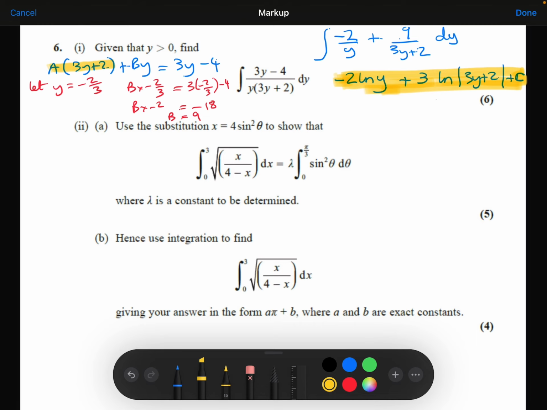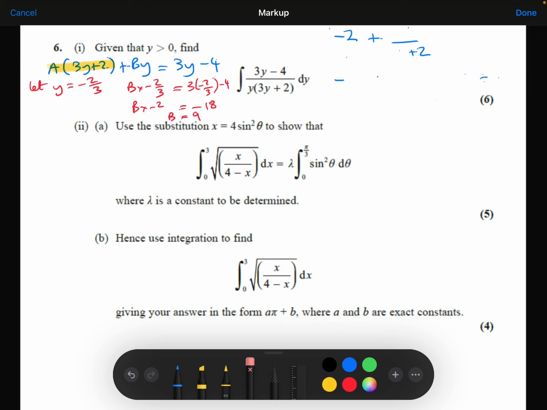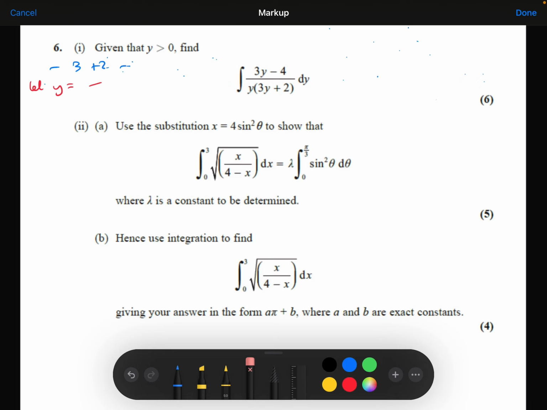Right, part II. Part A. Use the substitution x equals 4 sine squared theta to show that the integral from 0 to 3 of the square root of x over (4 minus x) can be written as lambda times the integral from 0 to pi over 3 of sine squared theta d theta. Right, so whenever we're doing integration by substitution, first thing I'm going to do is deal with the dx.